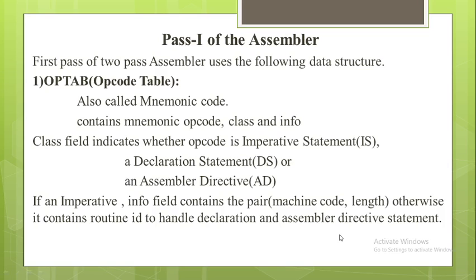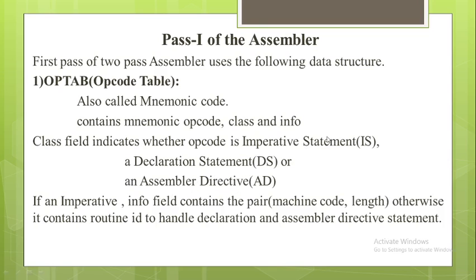Next we will see pass 1 of the assembler. The first pass of the 2-pass assembler uses the following data structures. The first data structure it uses is called OPTAB. It is called the opcode table. It is also called the mnemonic table, which contains the mnemonic opcode, class and information. The class field indicates whether the opcode is an imperative statement, a declaration statement or an assembler directive.